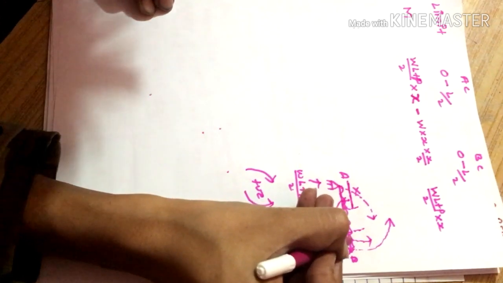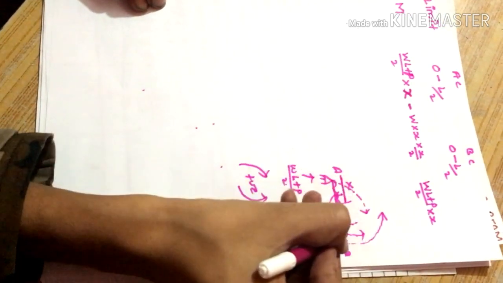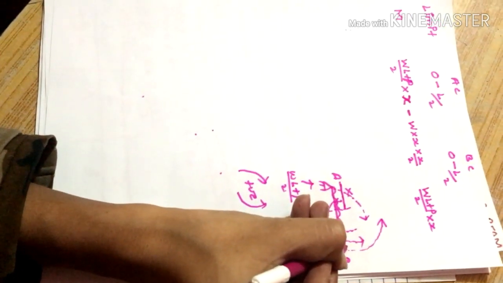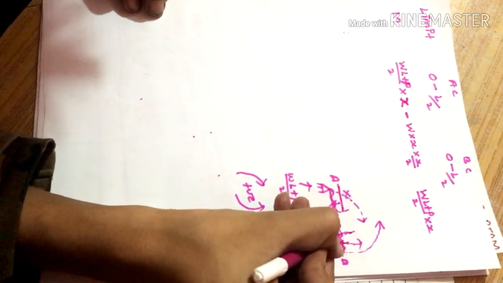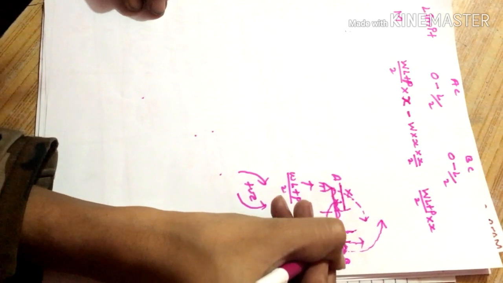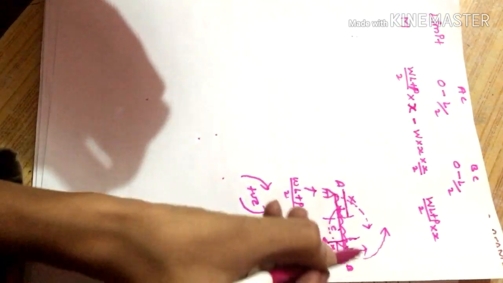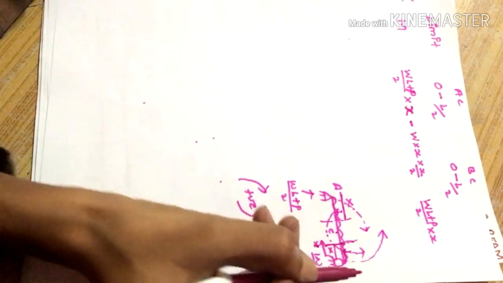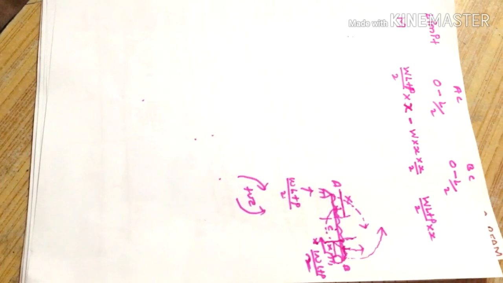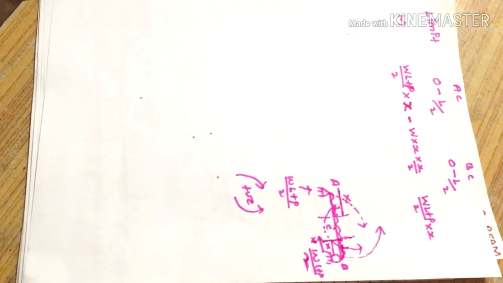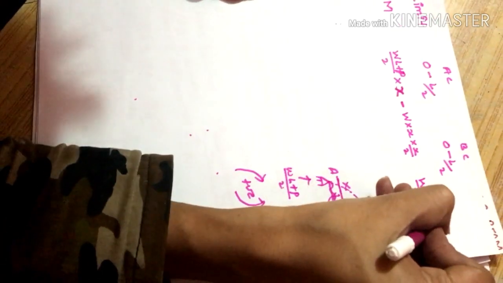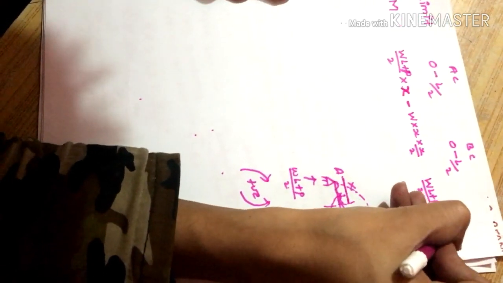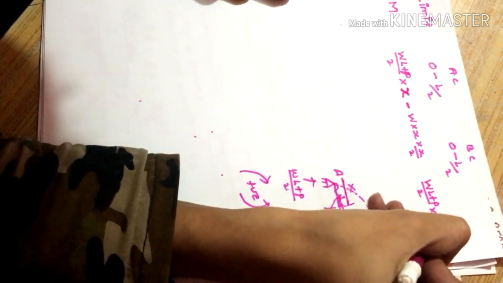This uniformly distributed load contributes a clockwise moment. That is, if a section is taken at a distance X from B, then after fixing this section, the uniformly distributed load will rotate this portion in the clockwise direction. So take it as negative, that is W into X by 2.